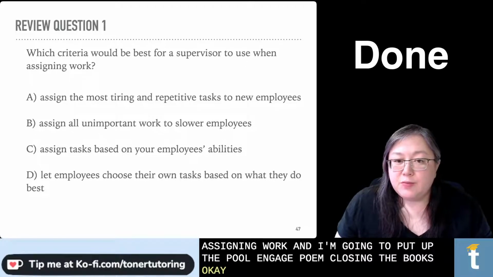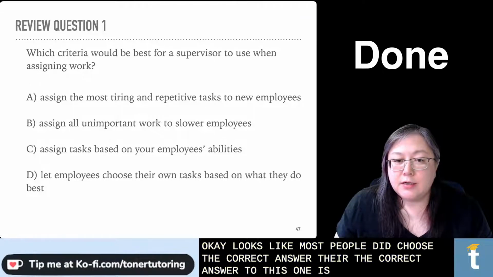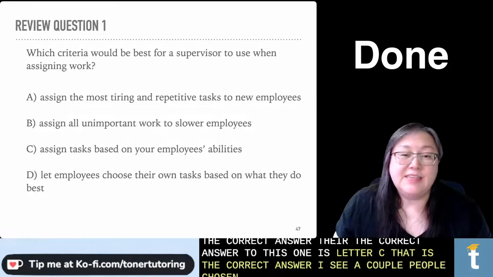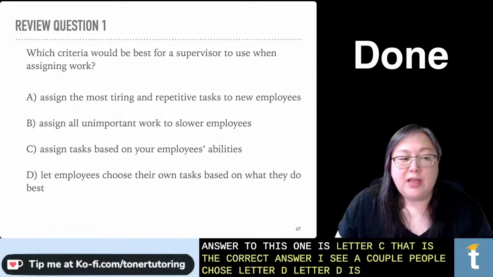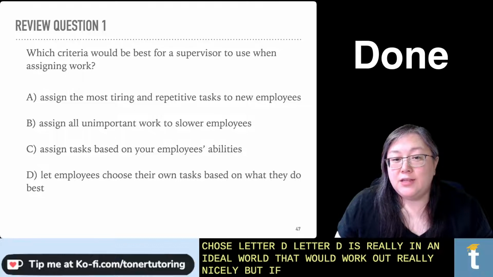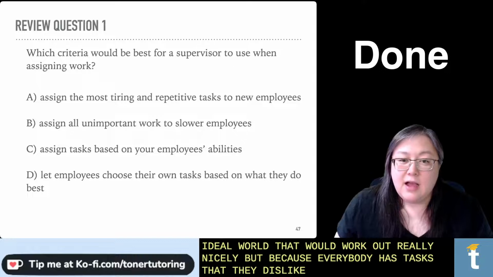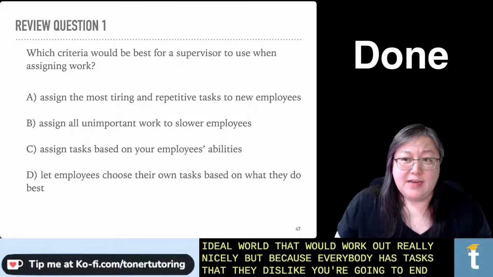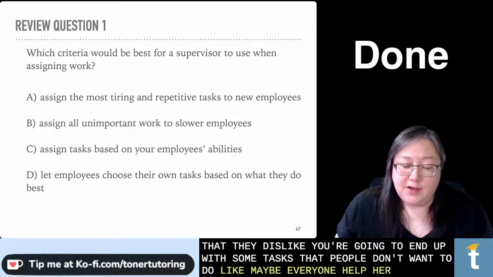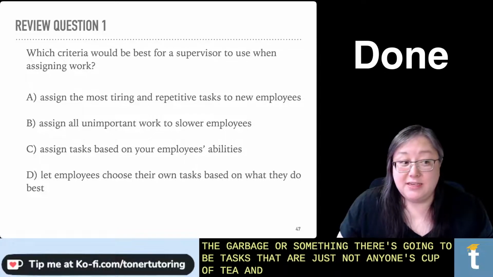Okay, looks like most people did choose the correct answer there. The correct answer to this one is letter C. That is the correct answer. I see a couple people chose letter D. Letter D is really, in an ideal world, that would work out really nicely, but because everybody has tasks that they dislike, you're going to end up with some tasks that people don't want to do. Like maybe everyone hates to take out the garbage or something. There's going to be tasks that are just not anyone's cup of tea and they still need to be done.